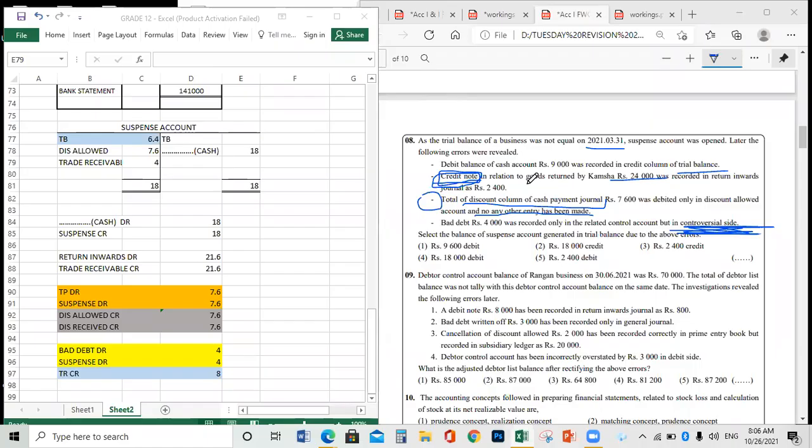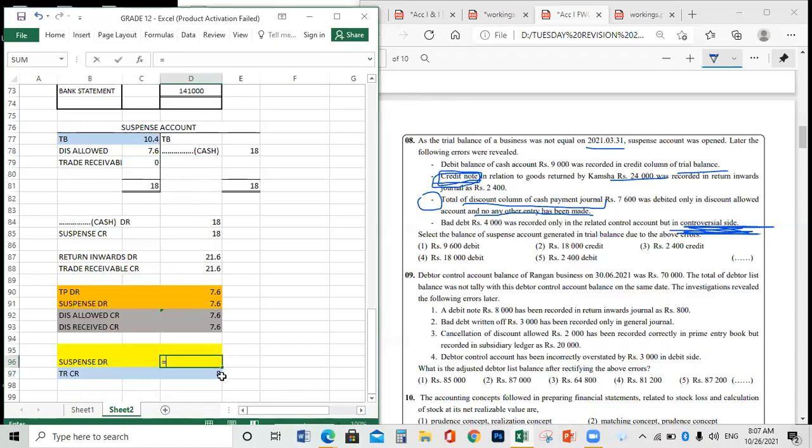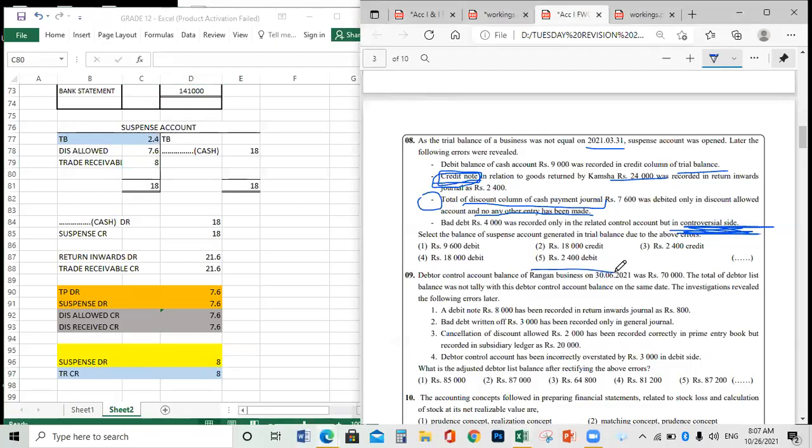I think that is the problem there. I think they are trying to say bad debt 4,000 was recorded in the control account. They shouldn't have used the word only. So if they haven't done that, we can take it like this. I think there's a mistake in the wordings there. So then that should be 8,000. Wait, okay, don't change anything. I'll see. Yeah. Fifth one is the correct answer, but they shouldn't have used the word only here.